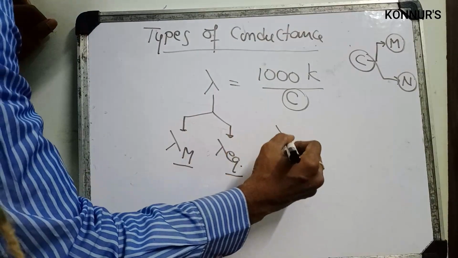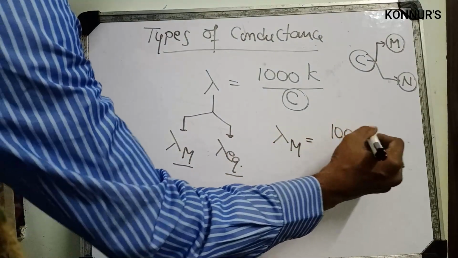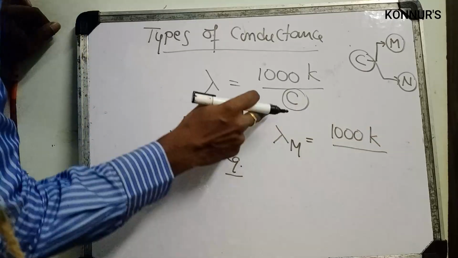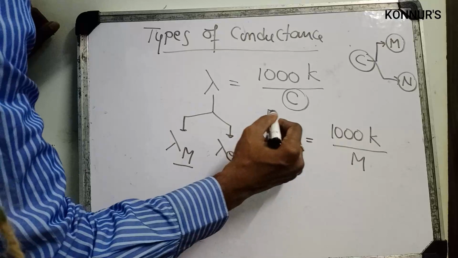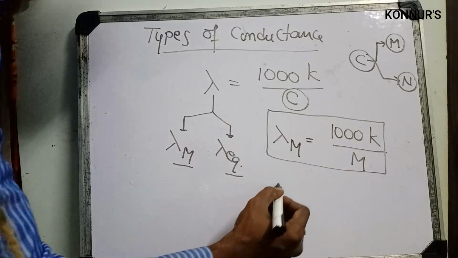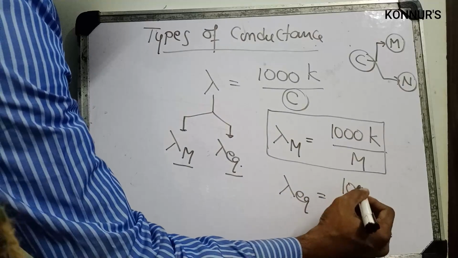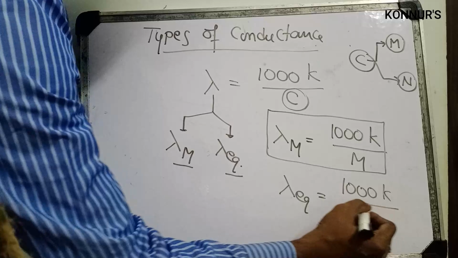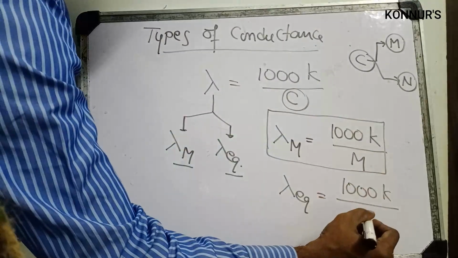So the molar conductance lambda equals 1000 K by, instead of concentration, you take molarity. That is called molar conductance. Next, equivalent conductance: you write 1000 K by, and here, instead of molarity, you take normality.